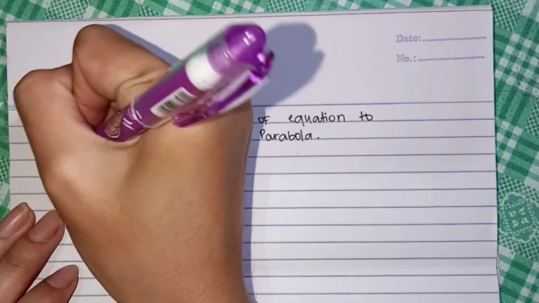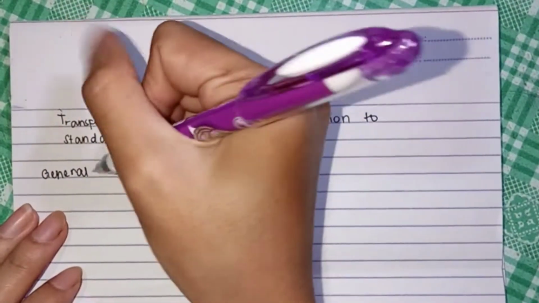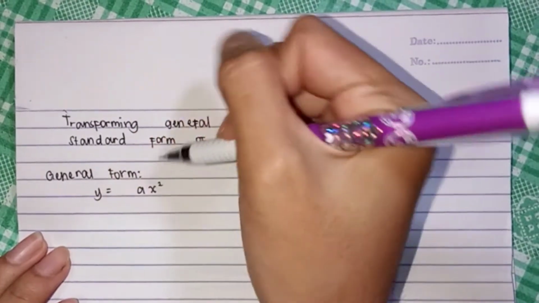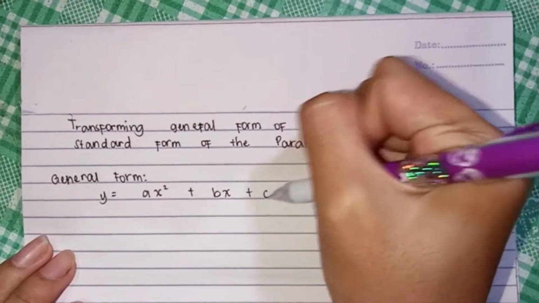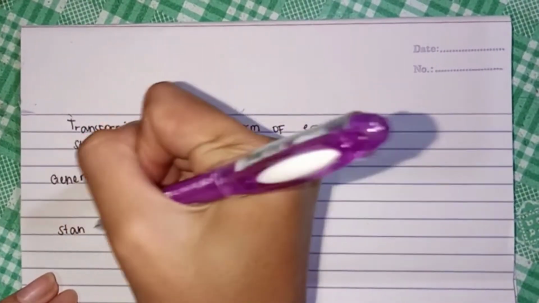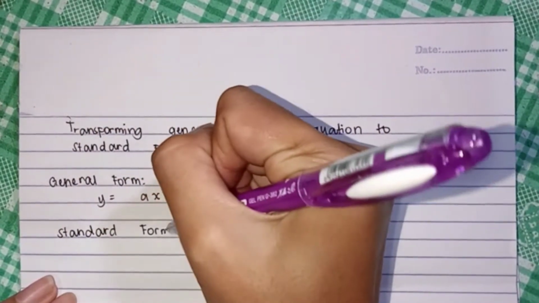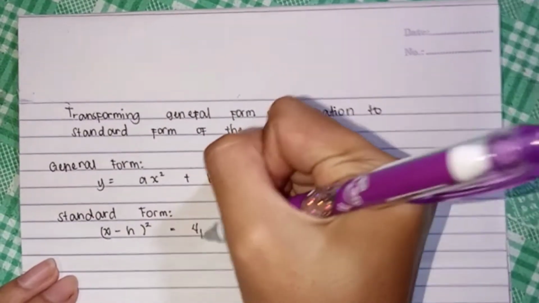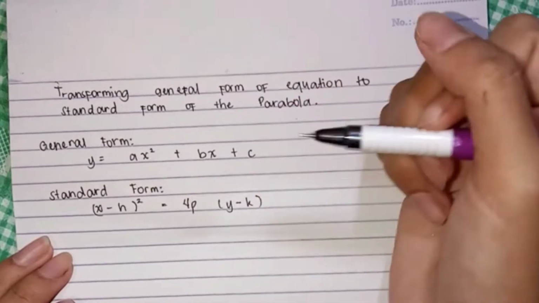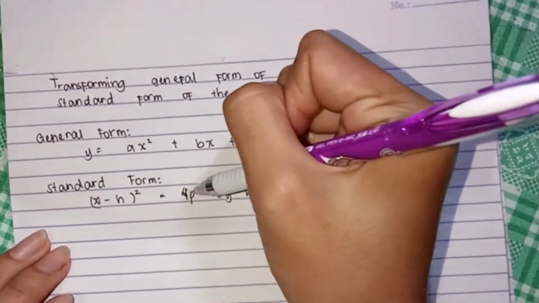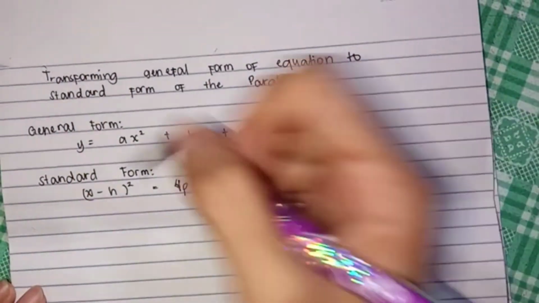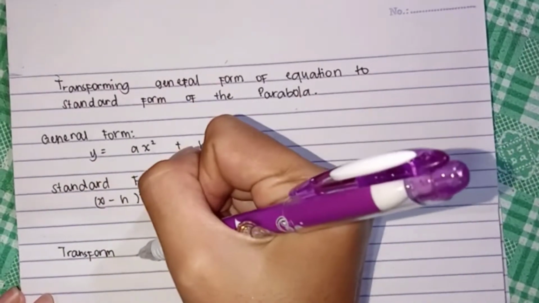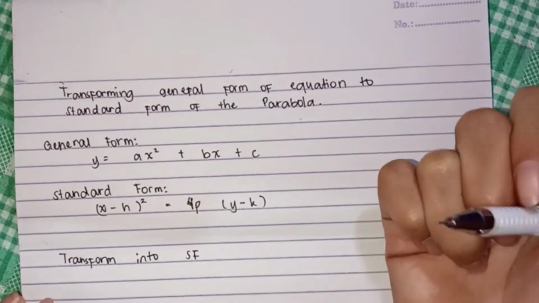First, here is the form in general form. y equals ax squared plus bx plus c. Then in standard form, it is written as (x minus h) squared equals 4p times (y minus k). So 4p will lead us to determine the focus. Then, for example, we have this equation, and we will transform it into standard form.